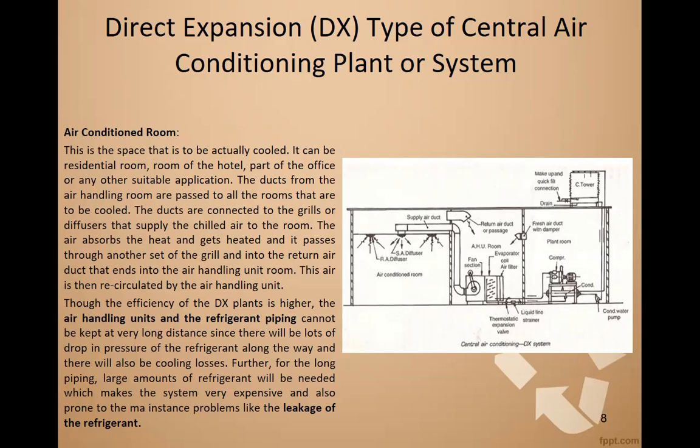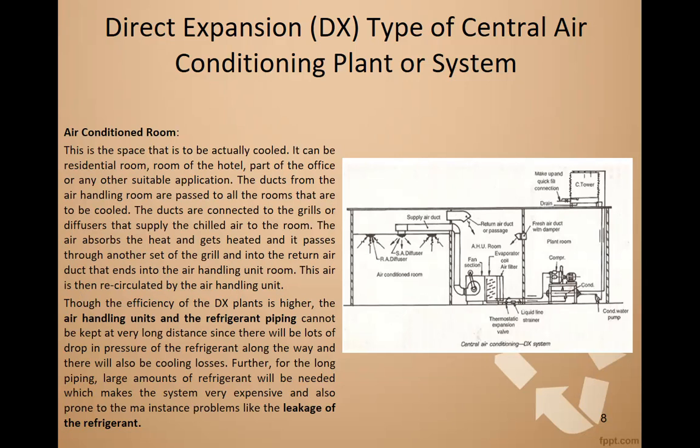So, itong grills is yung return air grill. Or diffuser. Normally, ginagamit namin ito is return air grill. Okay, pwede naman diffuser. So, check nyo yung mga pressure drop. This air is then recirculated by the air handling unit. Sa return grill kasi, mas available yung grills kasi madali linisin. Yung supply air diffuser, ang mas the best naman ay diffuser kasi nadidistribute. Pero four-way, two-way.